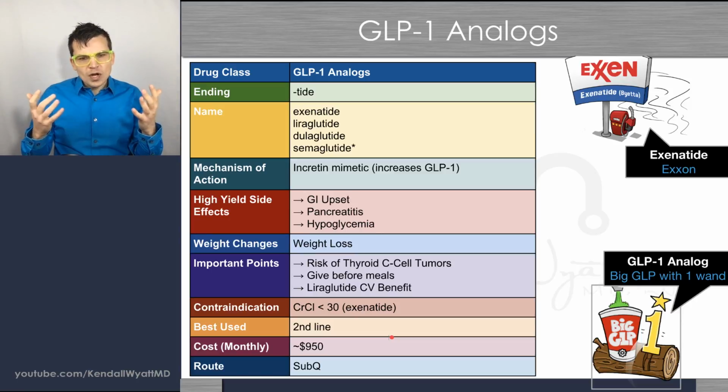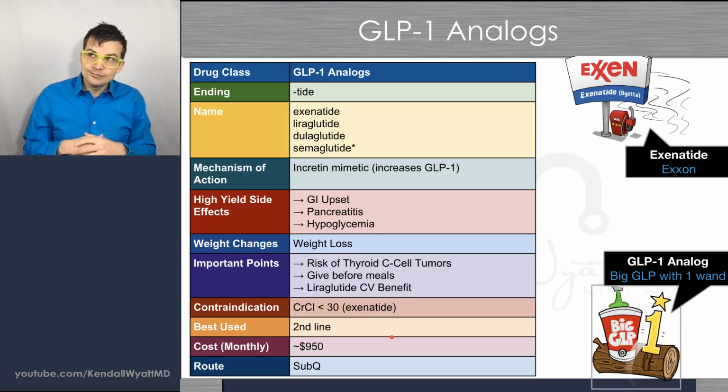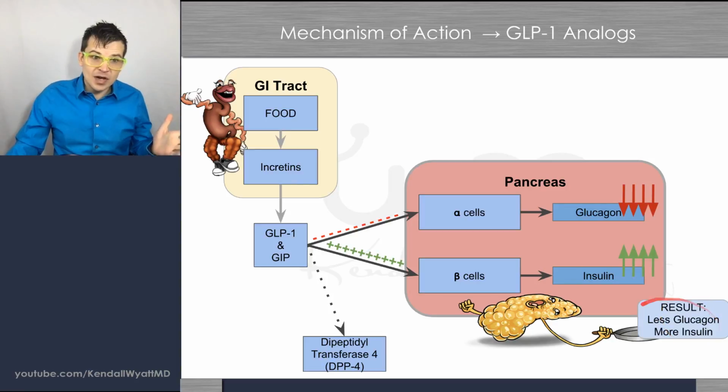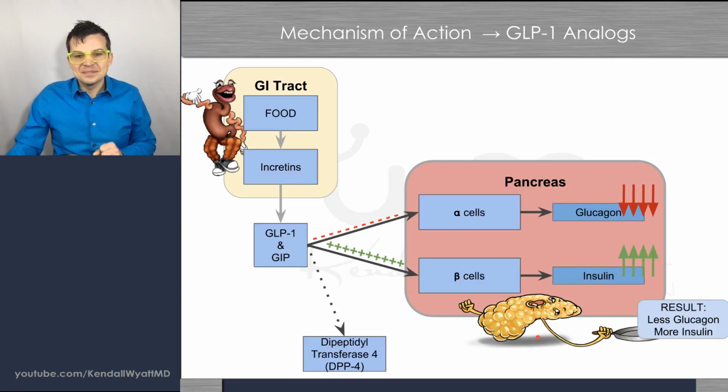So how do these medicines work? Well, they're incretin mimetics. What is that? When we talk about this mechanism of action for GLP-1 analogs, I'm not going to go into great detail here, but they work in the GI tract and the pancreas. And they work with something called GLP-1, so they're this incretin mimetic. Just remember that what happens is GLP-1 actually decreases the alpha cells, so decreased glucagon, and it increases the activity of the beta cells, which leads to increased insulin. So you end up with less glucagon and more insulin released from the pancreas.